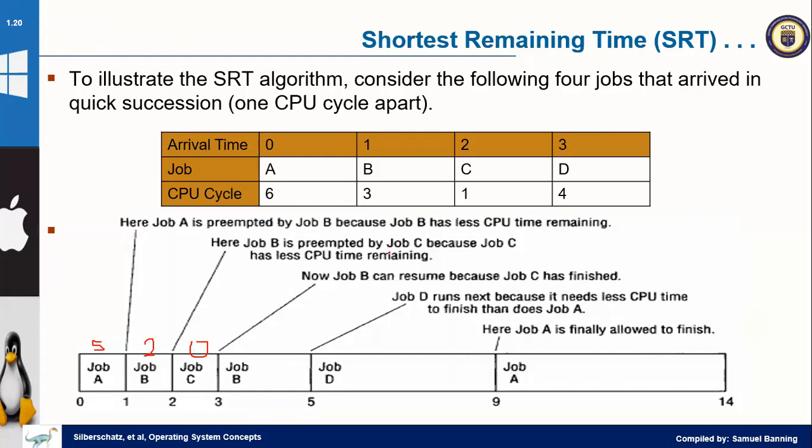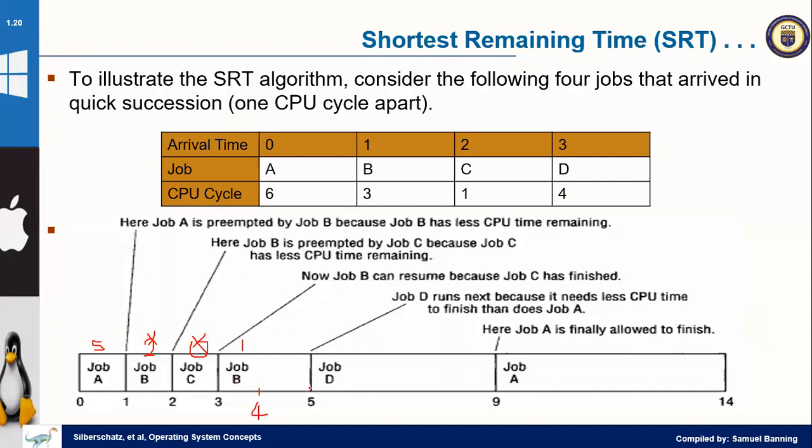B executes 1 CPU cycle here, and at time 4 the operating system will interrupt again. We do the calculation. Now B has executed 1, so now it has 1. So now we have D, which has 4, B, which is now 1, and A, which has 5. C is gone. So B is still the least, and B is given the chance to execute.